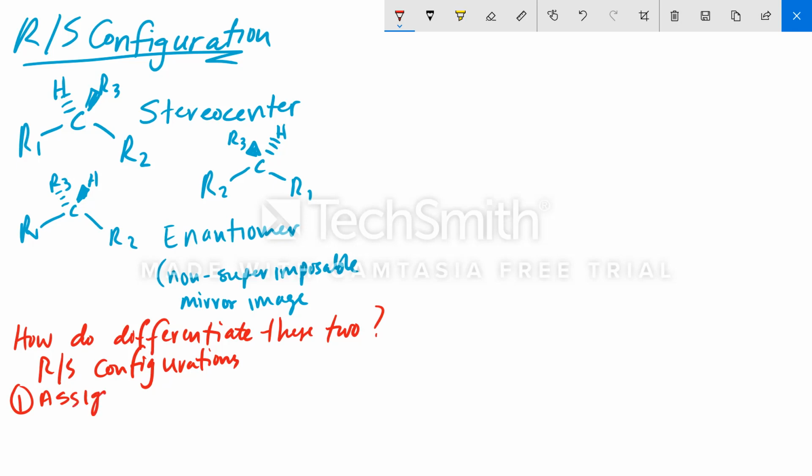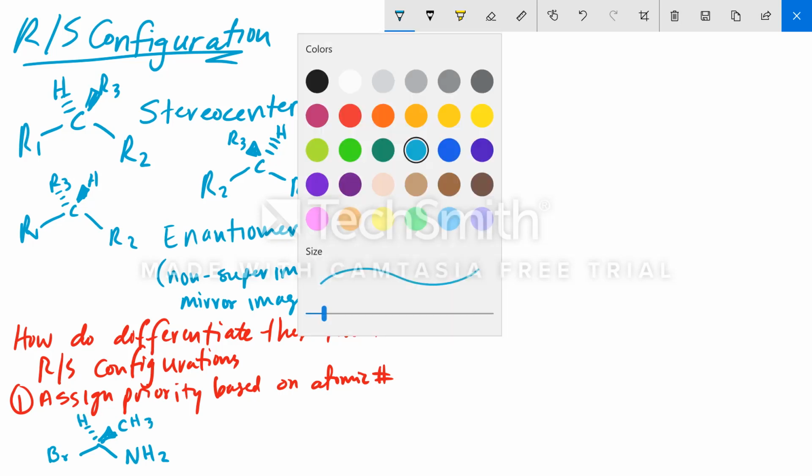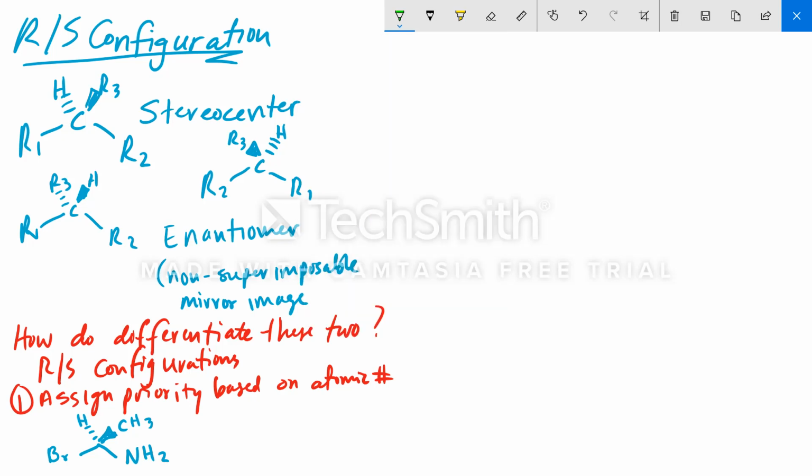First off, we're going to assign priority to the 4 groups around the stereocenter based on atomic number. In other words, the higher the group's atomic number, the higher priority it's assigned. So let's look at a quick example. If we had a bromine bound to a carbon, bound to, let's say, an amine group, and then we have a methyl group and hydrogen. So let's assign priority to these groups based on the atomic number.